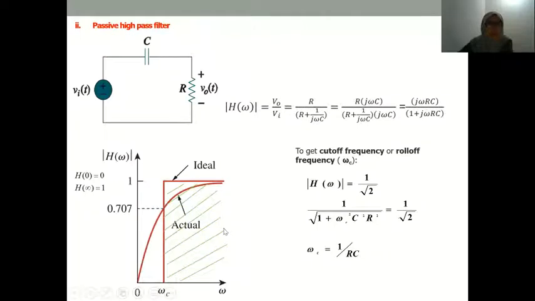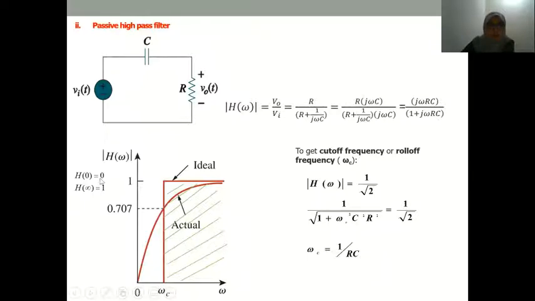All right, for the passive high pass filter, you have the R and C in series, but your V out is now the voltage across your resistor. From here, V out divided by V in is R divided by R plus 1 over j omega C. You do the multiplication, R times j omega C, and you are left with 1 here, and then you bring j omega C outside, and you will get j omega RC divided by 1 plus j omega RC.